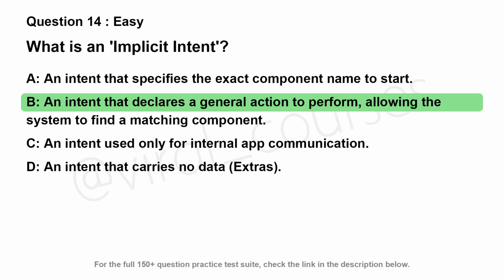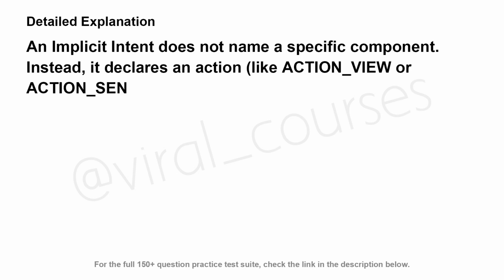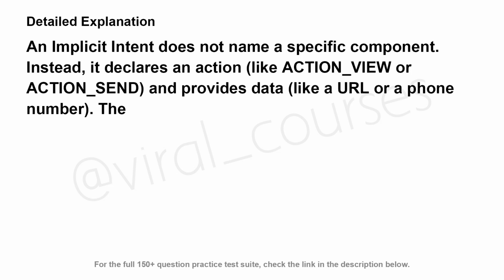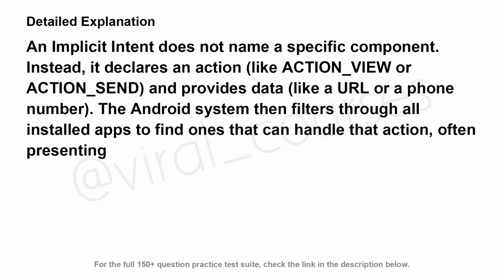The correct answer is B. An implicit intent does not name a specific component. Instead, it declares an action, like ACTION_VIEW or ACTION_SEND, and provides data, like a URL or a phone number. The Android system then filters through all installed apps to find ones that can handle that action, often presenting a chooser to the user.